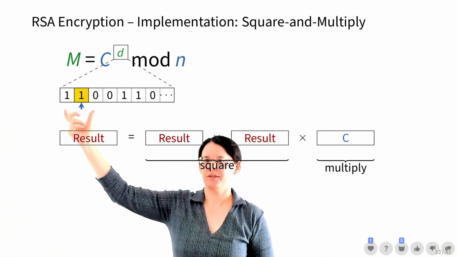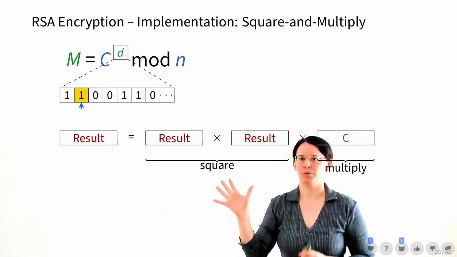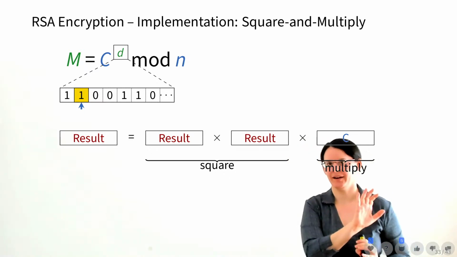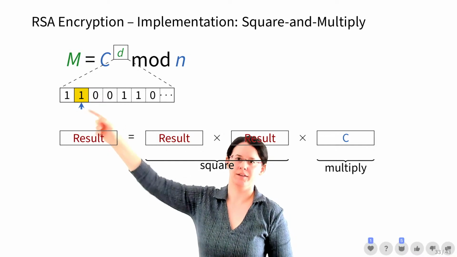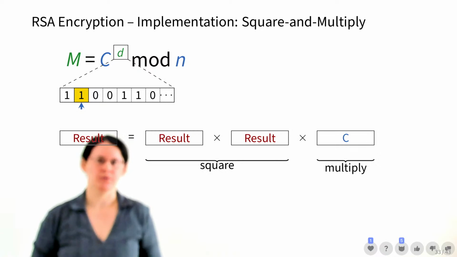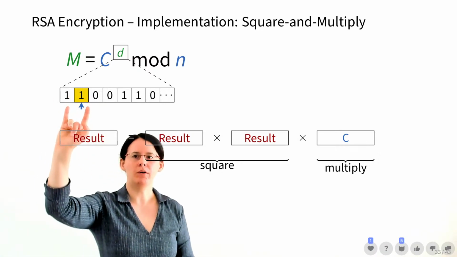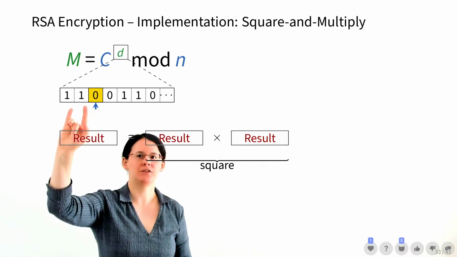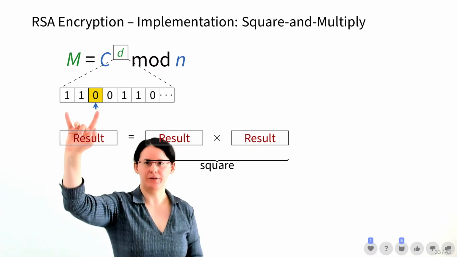Whenever we extend to the next bit, and the next bit is a 1, we take the result we have and square it. That's like shifting the exponent. And then we multiply by c to compensate for the 1 in the exponent. So that's this step. What happens if we have a 0? Well, if we have a 0, that's even easier. We're now trying to extend 1, 1 to 1, 1, 0. So we simply square, because we said that shifting the exponent once to the left is simply squaring.